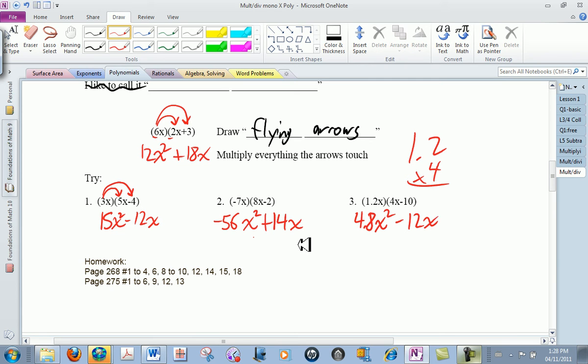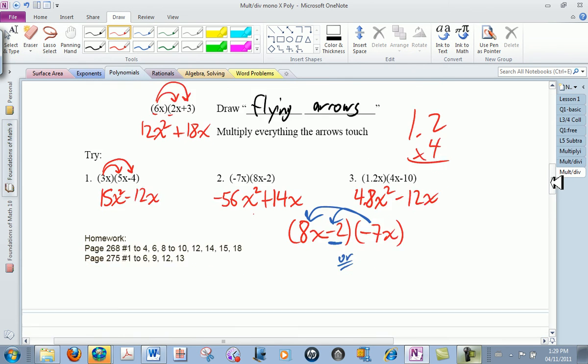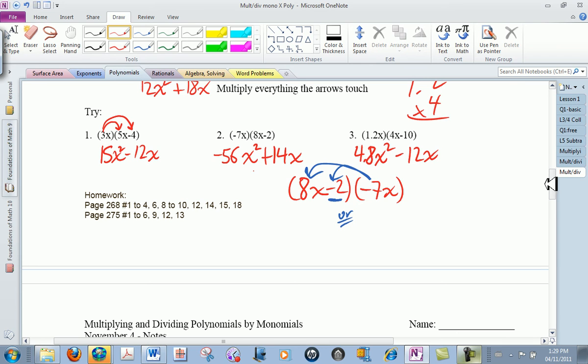Would it confuse you if I went 8x minus 2 times negative 7x? So 2 things you can do. Just do your flying arrows in this direction. Make sure you use that negative sign in front of the 2. Or what else could you do? Starts with an R, ends with a E, rewrite. Good job. So minus 7x times 8x minus 2, right?